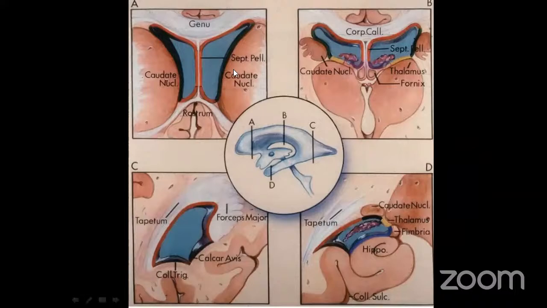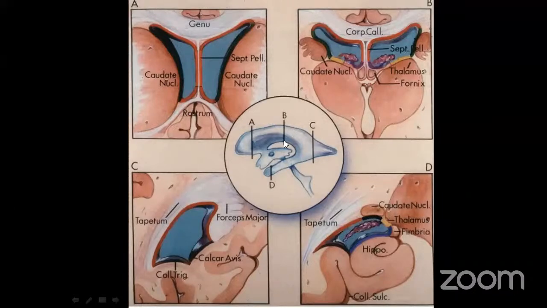So another picture for your orientation, it has taken cut sections at 3 levels. So if we take a cut section at the level of the frontal horn, we can see that genu forms the roof of the frontal horn of the lateral ventricle, septum pellucidum forms the medial wall, caudate forms the lateral wall, rostrum forms the floor of the lateral ventricle.